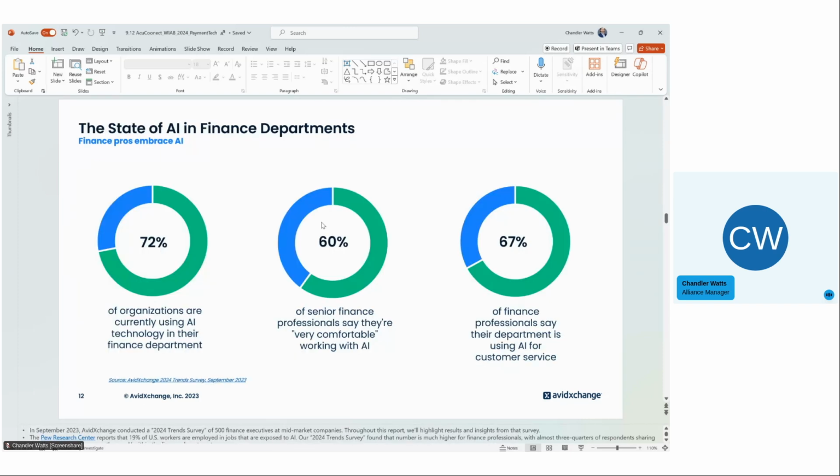Now, the state of AI in finance departments. So these are just a few stats that we did from a survey a little over a year ago. So 72% of folks in organizations are currently using AI technology inside of their finance department. Now, 60% of finance professionals say they are very comfortable with working with AI. And then 67% of finance professionals are saying that they are currently using AI in their department for customer service.